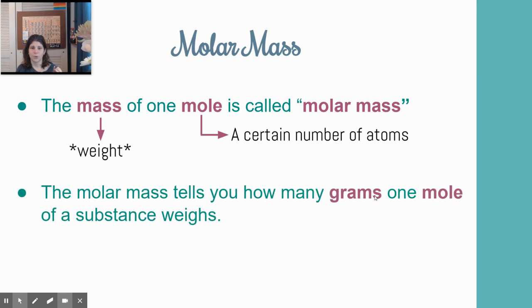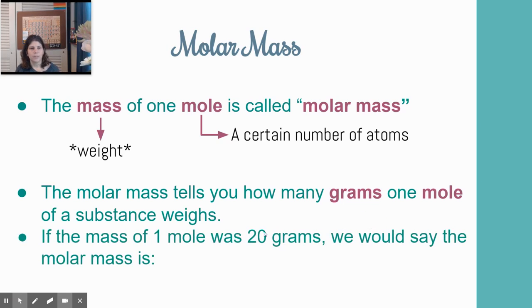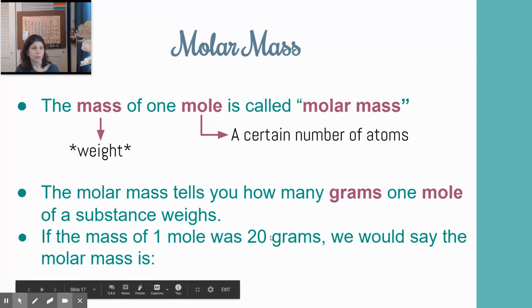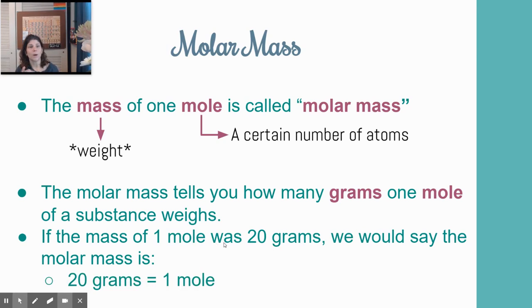So the molar mass is going to tell you how many grams 1 mole of a substance weighs. So if you found that 1 mole weighed 20 grams, or 1 dozen, say, weighed 20 grams, then we would say the molar mass, 20 grams, is 1 mole. So if you had 1 mole of something, it would weigh 20 grams, which is super handy for scientists when we're trying to talk about calculations and reactions.